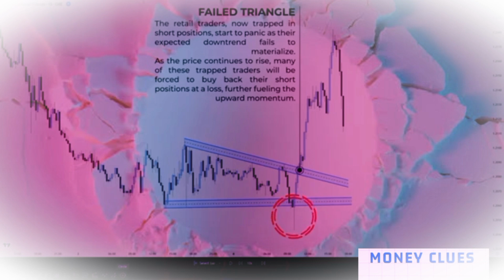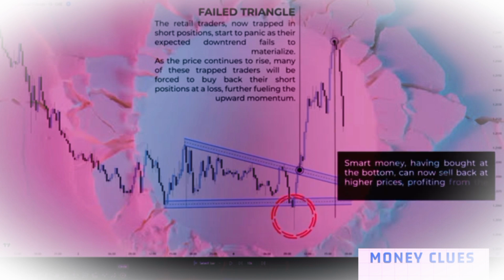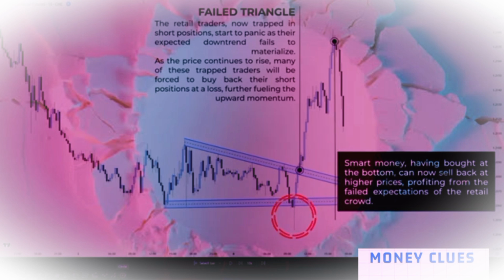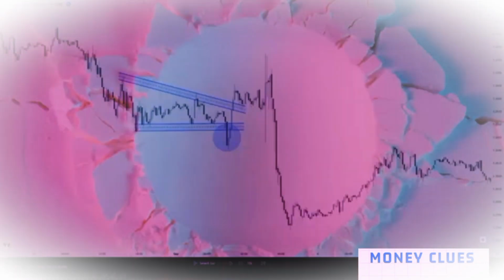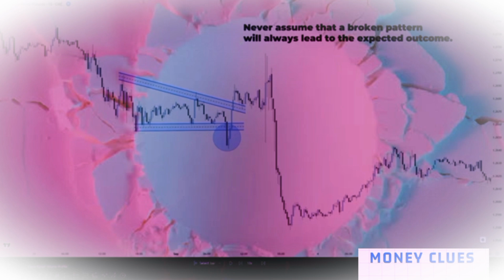Retail traders, now trapped in short positions, begin to panic as their anticipated downtrend fails to occur. As the price continues to rise, many of these trapped traders will be compelled to buy back their short positions at a loss, further contributing to the upward momentum. Having bought at a discount, the savvy investor can now sell at a premium, taking advantage of the disillusionment of the general public. The key takeaway: never assume that a broken pattern will always lead to the anticipated outcome.